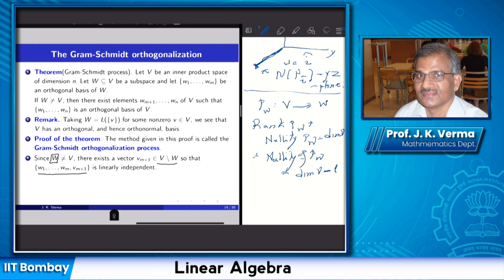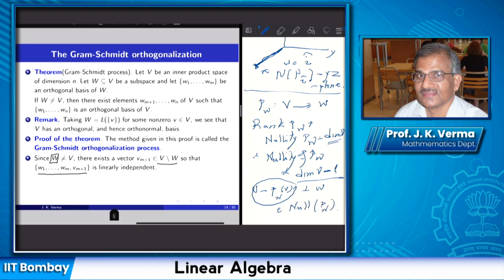So if V was R3, then the nullity is 2, and so the null space is a two-dimensional subspace, a plane passing through the origin, and that plane in this case is exactly the vectors which are perpendicular to the given vector W. That is how the projection operator works, and we want to now exploit this property: if I subtract from V the projection in the direction of W, I get a vector which is perpendicular to W. So V minus the projection of V in the direction of W is perpendicular to W, and therefore this is always in the null space of the projection operator.